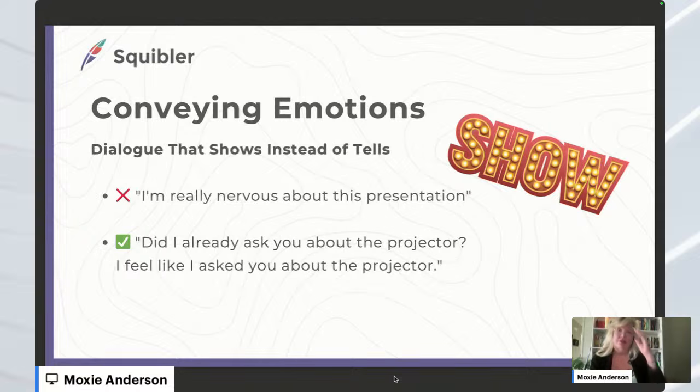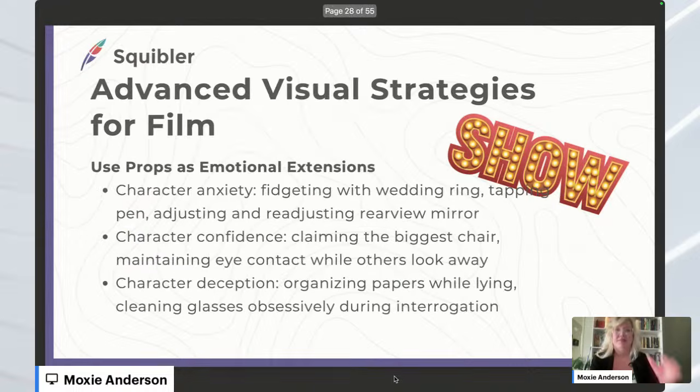Dialogue is also extremely important when it comes to visual aspects of film. So you want to have dialogue that shows instead of tells. So instead of having a character say, "I'm nervous," "I'm sad," "I'm angry," they need to have dialogue that reflects that behavior. So for this example, "I'm really nervous about this presentation," consider revising it: "Did I already ask you about the projector? I feel like I asked you about the projector." You know, this repetitive over-speaking is a sign of anxiety and nervousness.